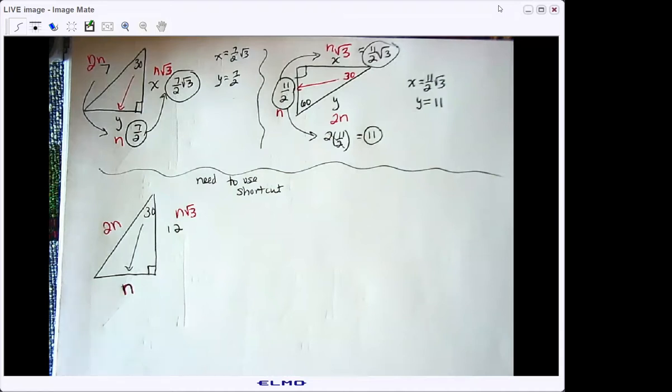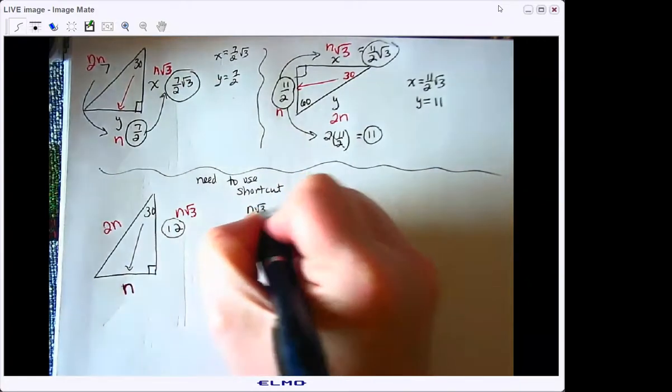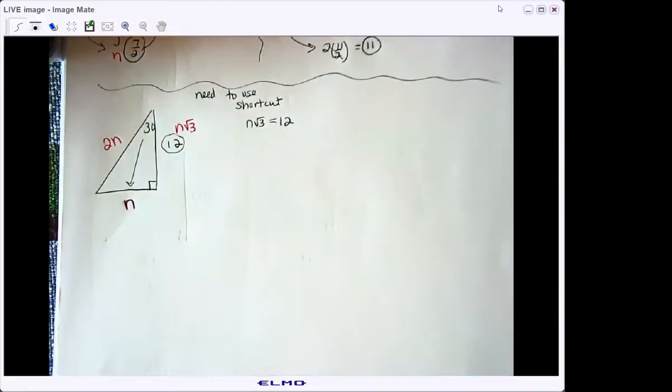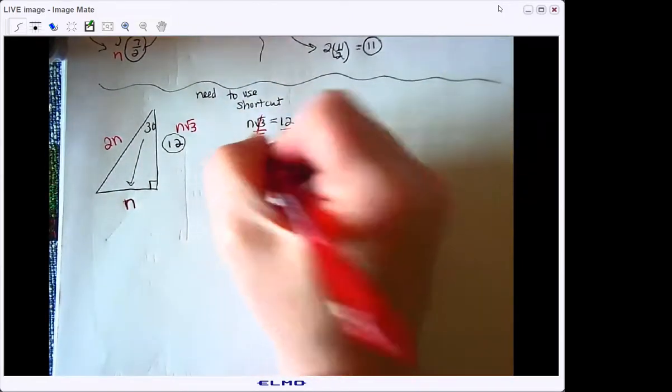What did we have to put next to our number? Root 2 over 2. That was our shortcut. This is going to be very similar in that we're going to take this number, because I know that n root 3 is equal to 12. I'm going to solve it just so you see why you get this similar shortcut. If I'm going to solve for n, I divide by anything next to it so that they cancel.